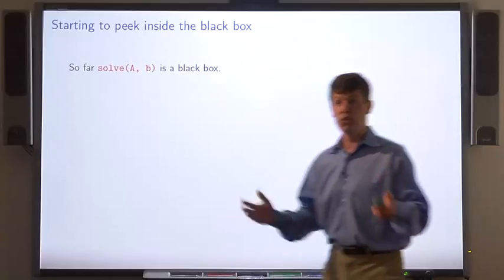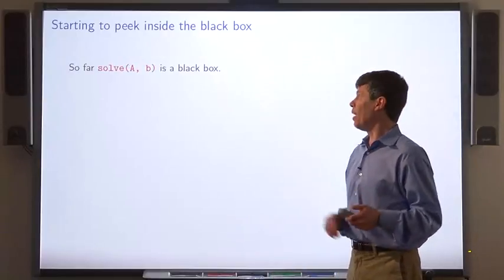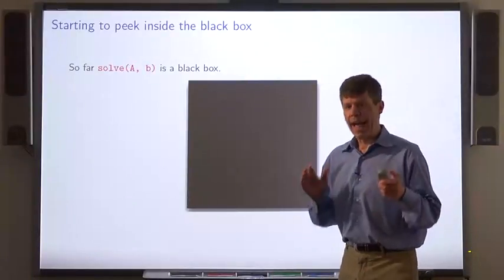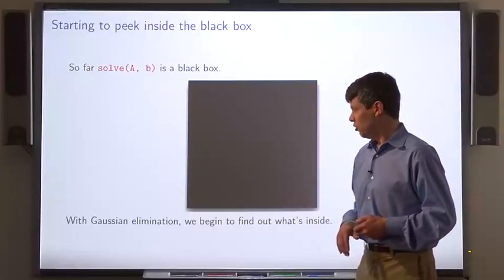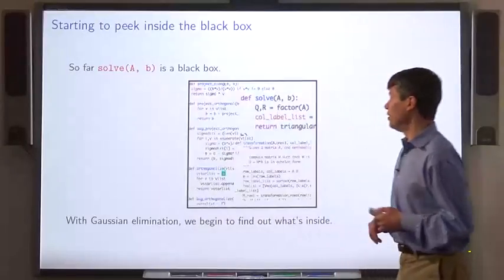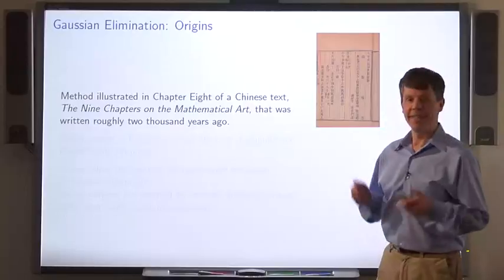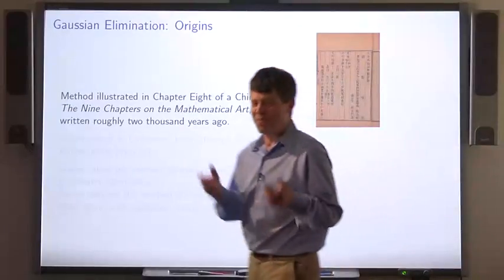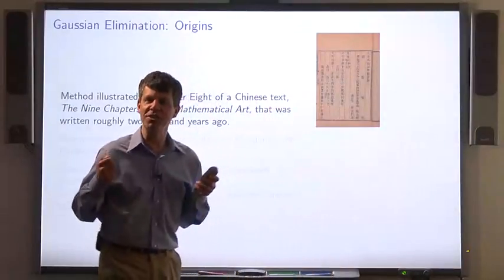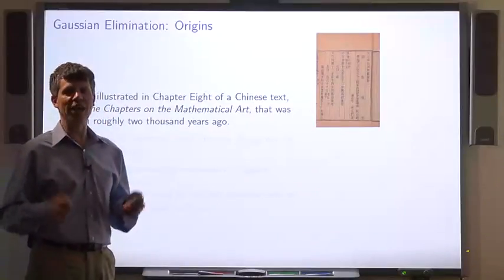So far, we've been using solve as a black box. Now we're going to start to find out what's going on inside that box. Gaussian elimination. It's named after Gauss, but it actually was discovered at least 2,000 years ago.